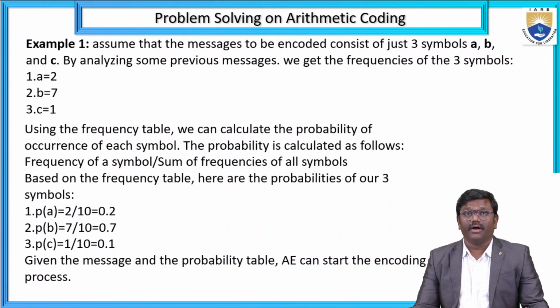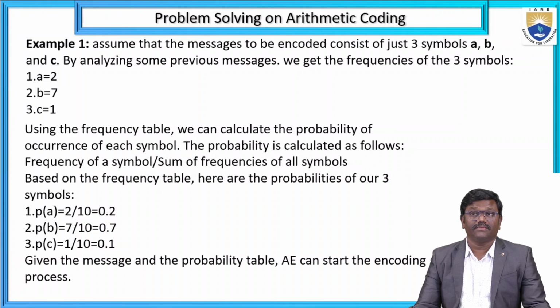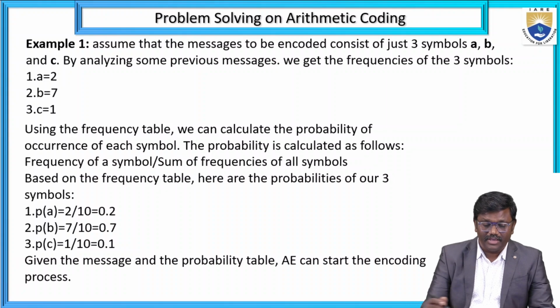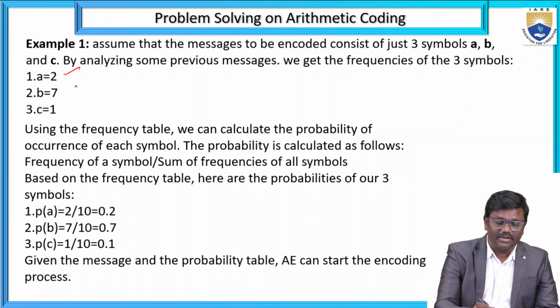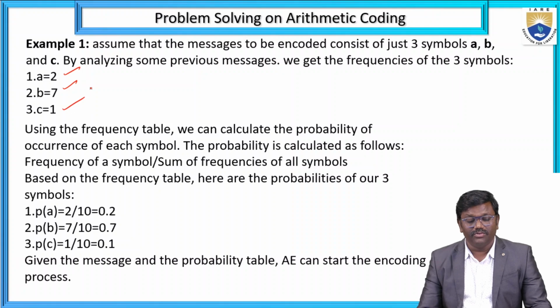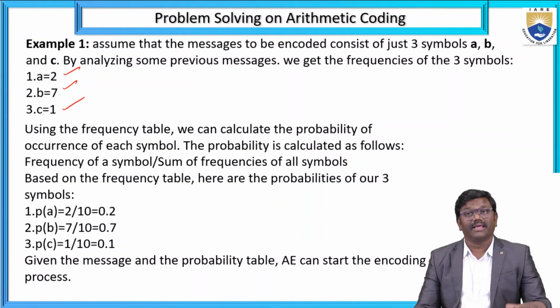Example number one. Assume the message to be encoded consists of just three symbols, which we name A, B, and C. By analyzing some previous messages, we get the frequencies of the three symbols: A equals 2, B equals 7, and C equals 1. Using this frequency table, we can calculate the probability of occurrence of each symbol.